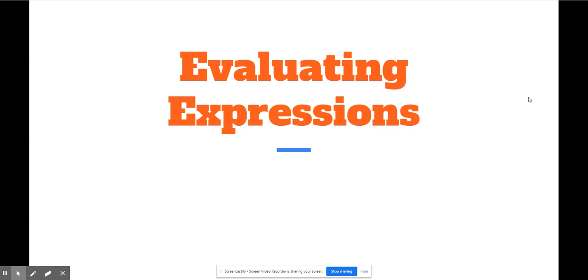It is on evaluating expressions. So we just finished working on writing expressions. Now the next step is to evaluate them, to try and fix them so that we have a simple answer. Okay, but how does this work, right?